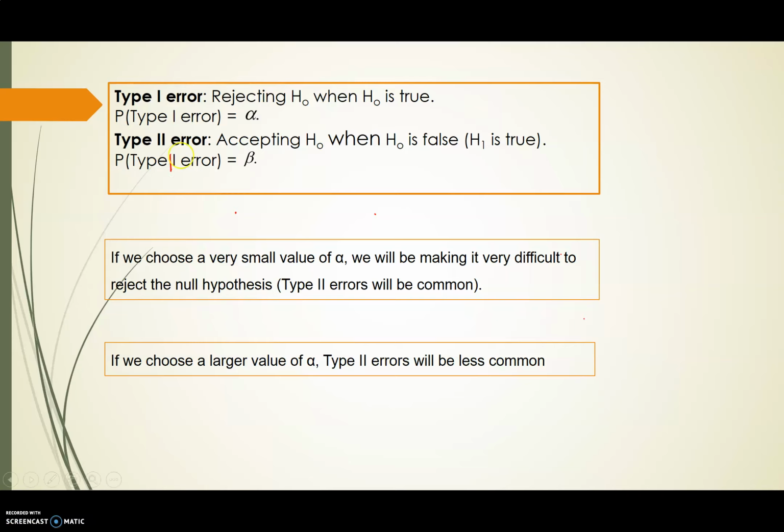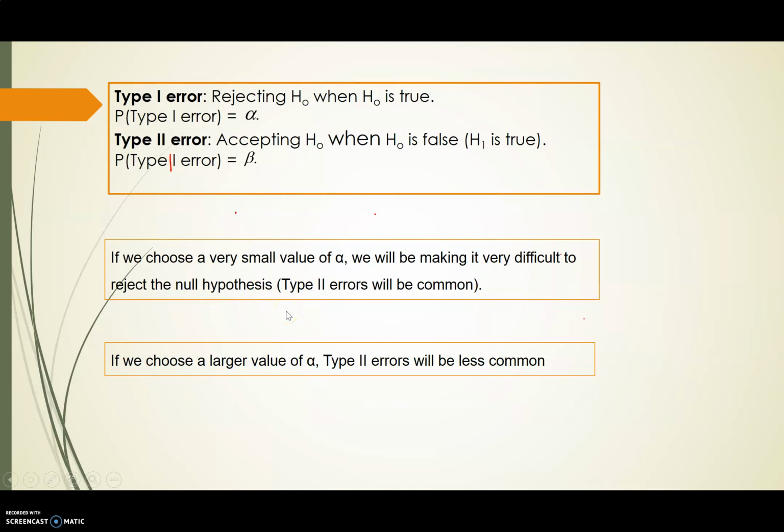So in this case, we have type 1 error and also type 2 error. Type 1 error is the probability of rejecting H0 when H0 is true, while the probability of making a type 2 error is accepting H0 when H0 is false. Both are errors when making a conclusion based on our test statistic. So if we choose a very small value of alpha, we will be making it very difficult to reject the null hypothesis, where our type 2 errors will be common.